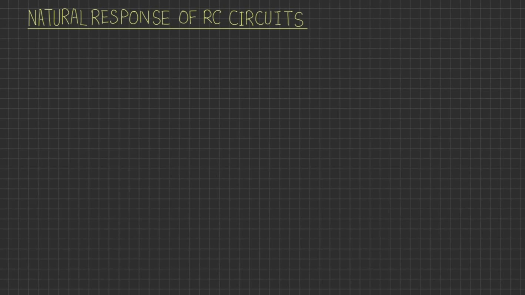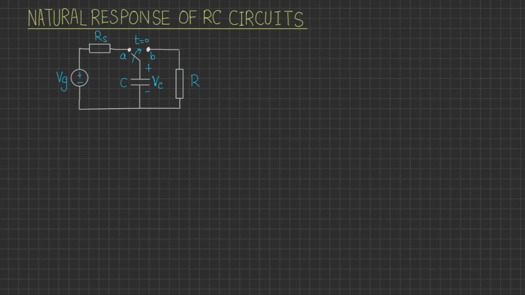The natural response of an RC circuit can be best described using the illustrated figure. We will assume that an independent voltage source, Vg, has been connected with the capacitor for a long time. This means that all voltages and currents have reached their final constant steady-state values. Therefore, the capacitor behaves as an open circuit, as it has already been charged to supply voltage Vg. This provides us with an initial condition where the capacitor voltage at time t equal to 0 is Vg.